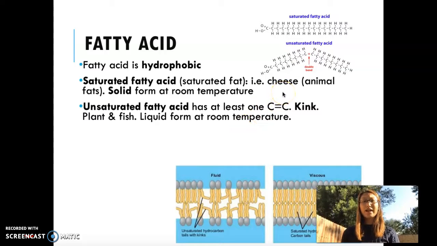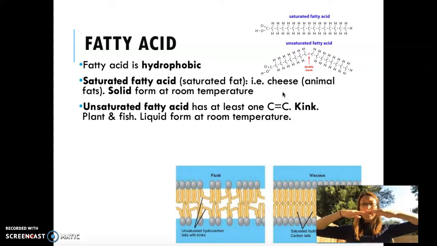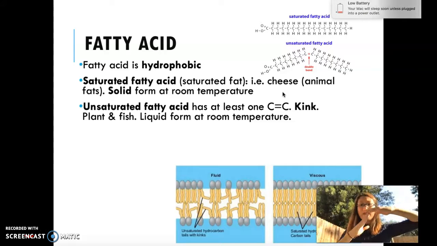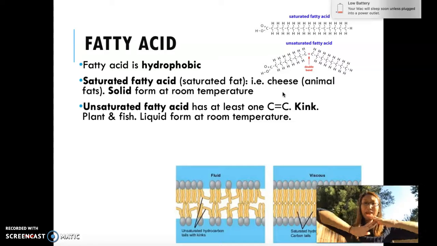An unsaturated fatty acid causes something called a kink. So instead of a straight hydrocarbon chain, you have a bent shape. Every time you have a double-bonded carbon, you have a little bend. If you have another one, it bends again.